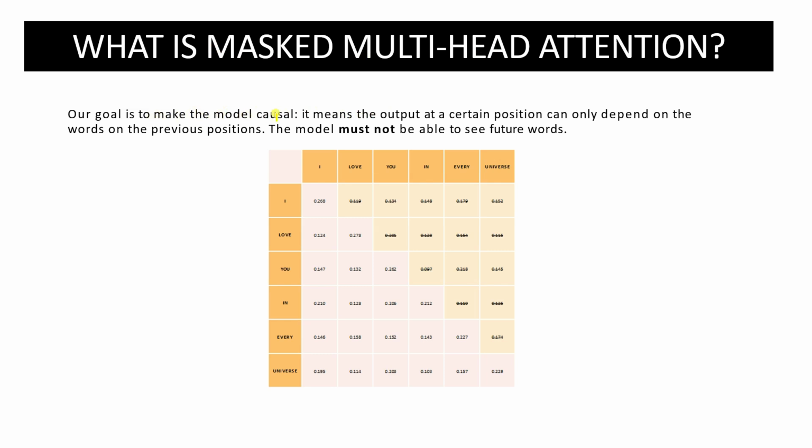Our goal is to make the model causal. It means the output at certain positions can only depend on the words at the previous positions. Let me give you an example: let's say "how are you". We have the sequence, and we have to follow the sequence.